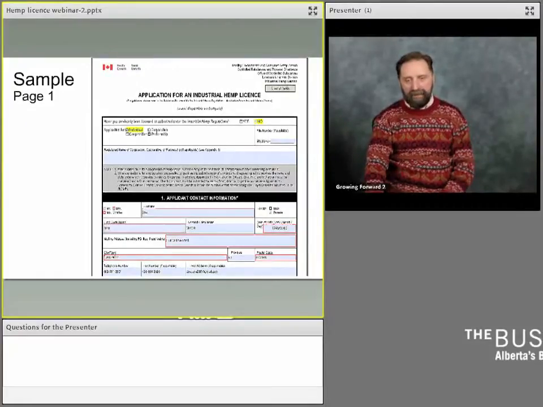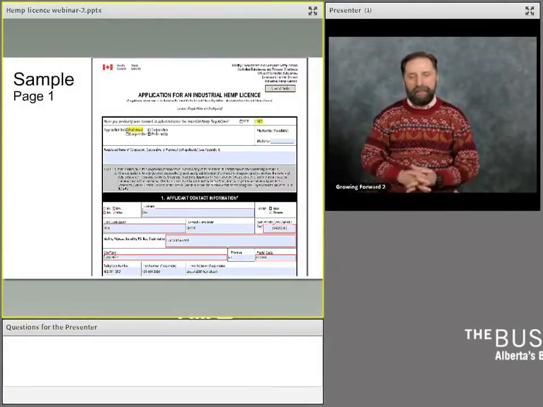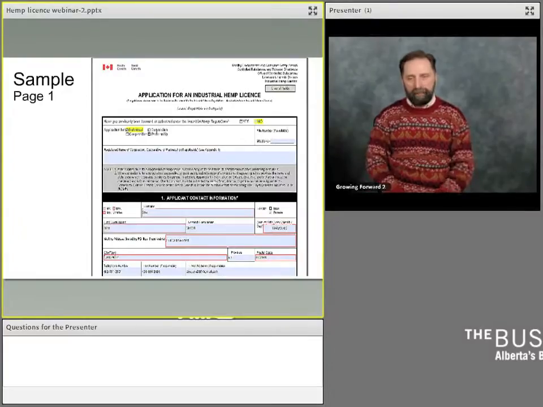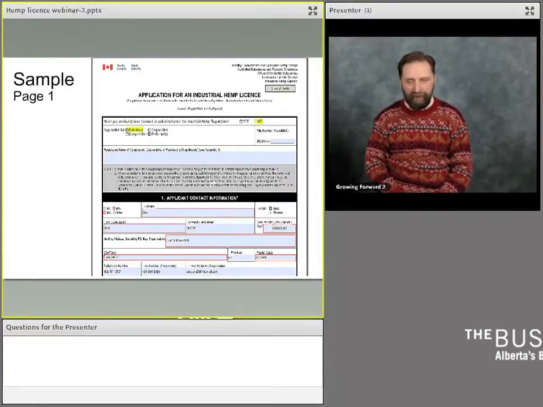Quite often, and I spoke to a Health Canada office, people put on their application, instead of the date of birth of the applicant, they put the day of application. Don't make this mistake. Reveal your date of birth, please.